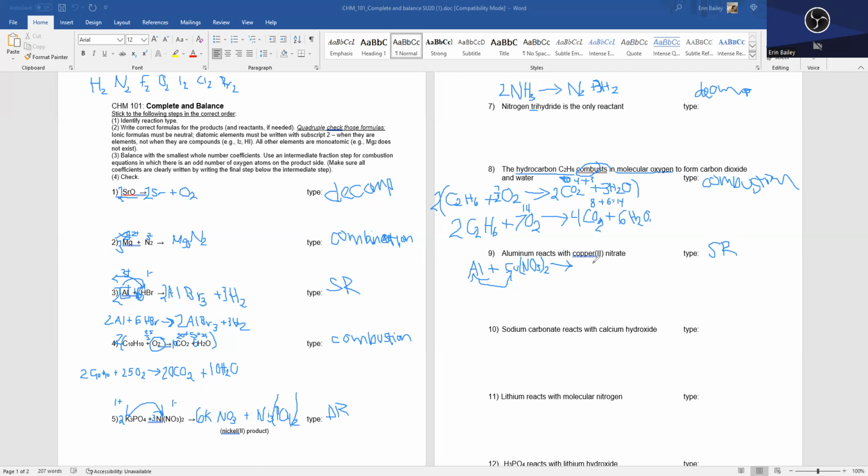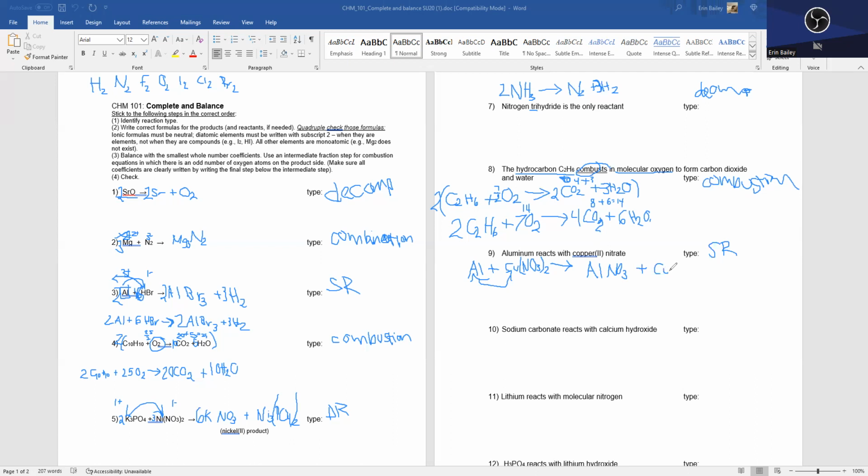And now I'm going to write the new formula over here, which is going to be aluminum, which typically has a +3 charge, nitrate. And we're just going to ignore the subscripts for now, that we'll need to do.